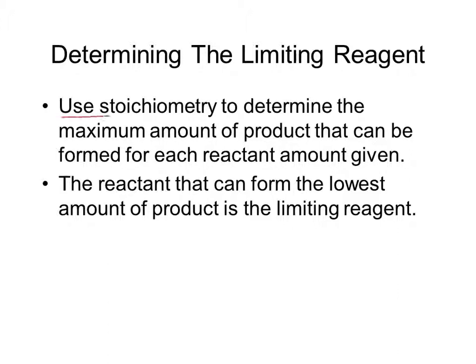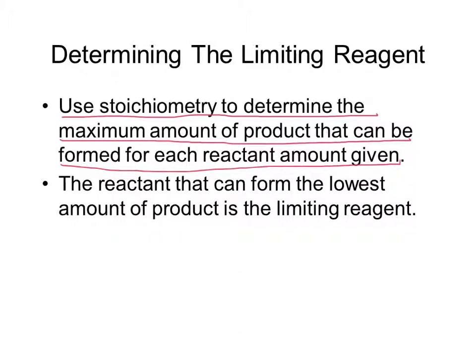Well, we are going to use stoichiometry. Our balanced equation comes into play, and we're going to predict the maximum amount of product that we can form from each reactant amount given. The one reactant that forms the lowest amount of product is called our limiting reagent. So if we have several reactants, we make a product from each one of those reactants and see the maximum amount we can make per reactant. We'll go through that in a little more detail on the next slide.